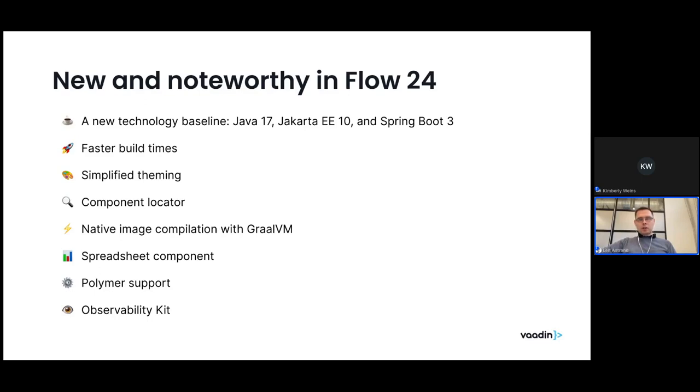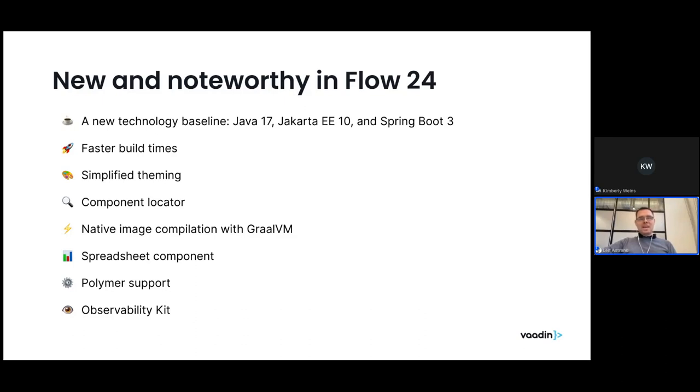We got faster build times in development mode. We got simplified theming. We got a really cool handy component locator. We got support for doing native image compilation. We got some improvements to the spreadsheet component, some updates about Polymer support, and finally also a little bit about the observability kit. So let's just jump straight in.